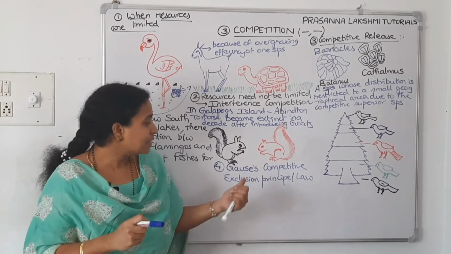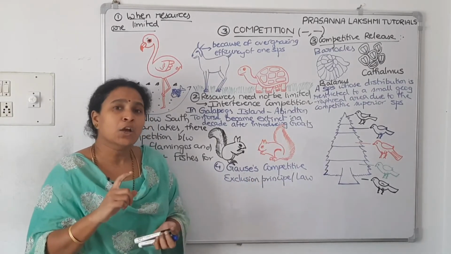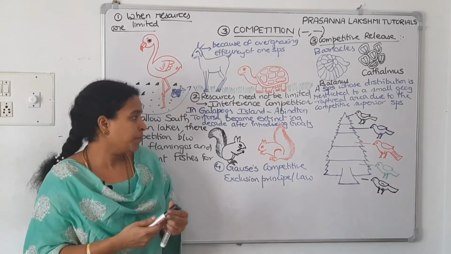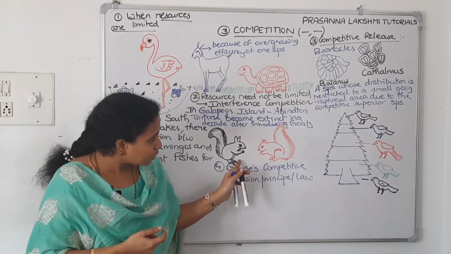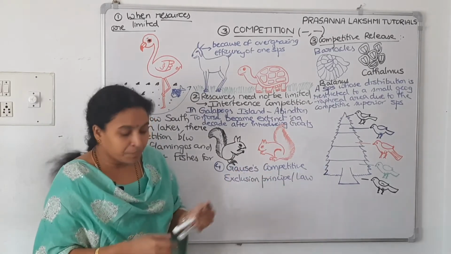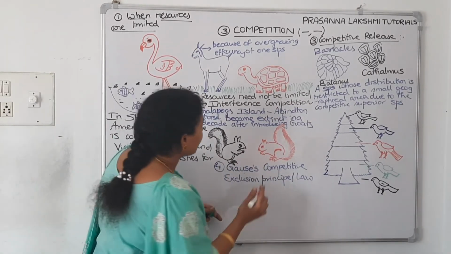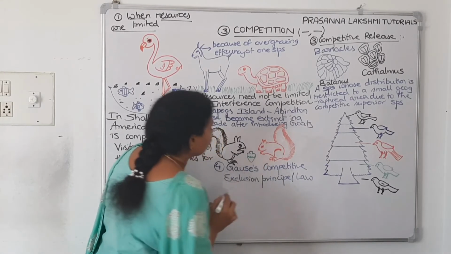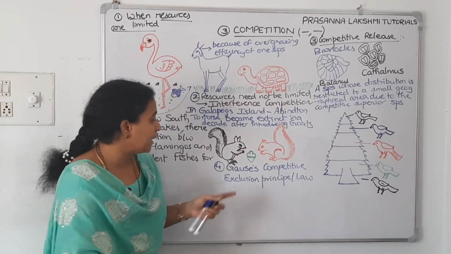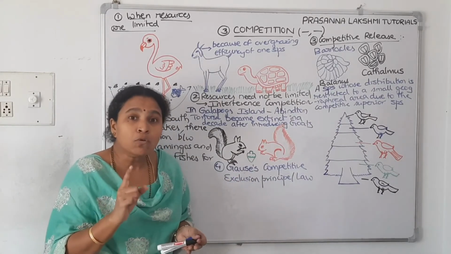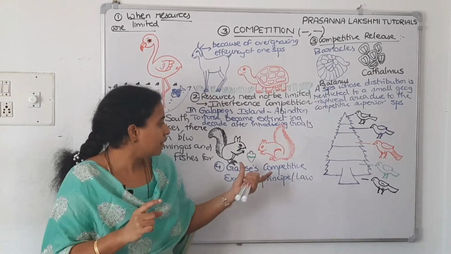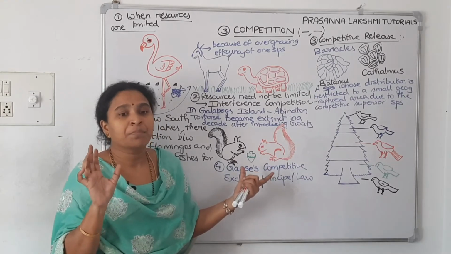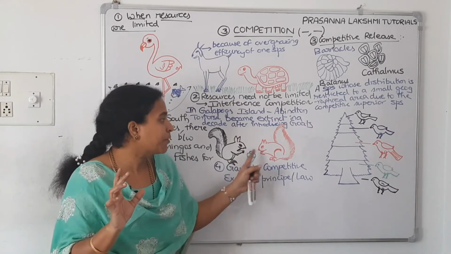So what did this scientist Gause explain? He tells that when two closely related species compete for the same resources, like these two, one is a grey squirrel, the other one is a red squirrel, both competing for the same food, that is hazelnut. So when two closely related species living in a geographical area compete for the same food, they cannot coexist, he tells. The competitively inferior one will get eliminated by the superior one.